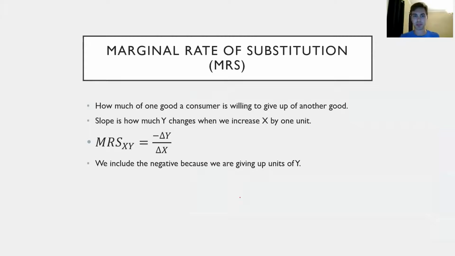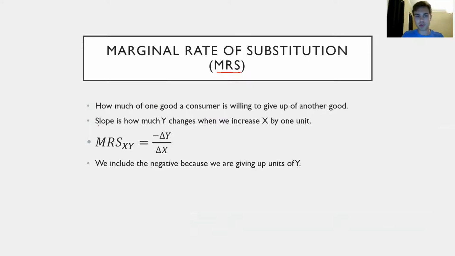Okay, so let's shift a little bit. We're still talking about indifference curves in a sense, but we'll talk about this concept of the marginal rate of substitution, commonly abbreviated as MRS, and I may refer to it as that. The MRS, the marginal rate of substitution, is how much of one good a consumer is willing to give up for another good.